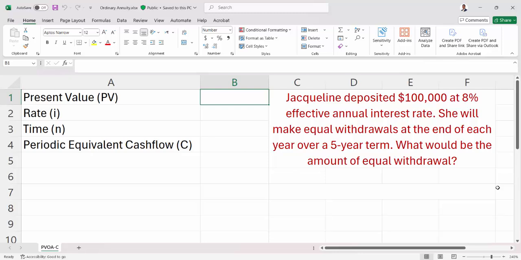This is an example of calculating our periodic equivalent cash flow from the present value of ordinary annuity using Excel. Let's go through our example.